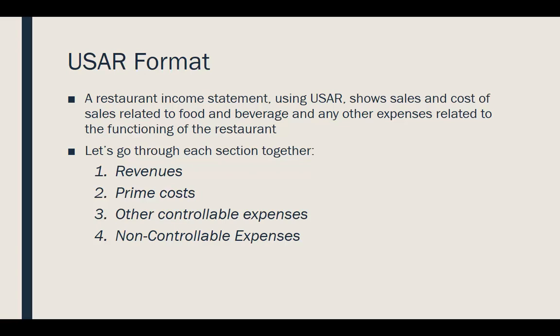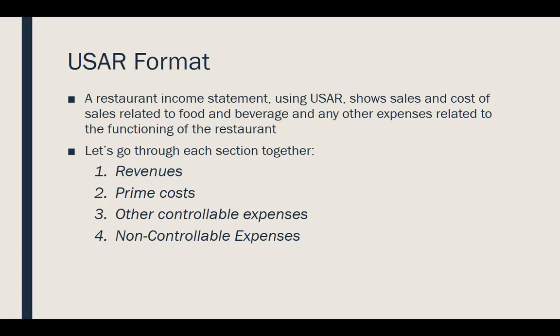A restaurant income statement using the Uniform System of Accounts shows sales and costs of sales related to food and beverage and any other expenses related to the functioning of the restaurant. So it shows all your revenues, your prime costs, and all other expenses that you require to operate a restaurant.